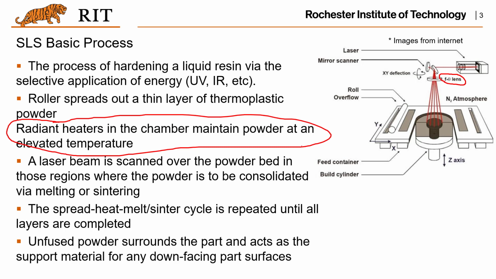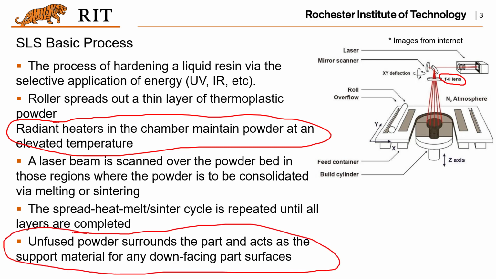Another function of this is that it reduces the temperature difference between the melting point and the powder bed, which will reduce the shrinkage during the process. Another point is here. During the process, the unfused powder surrounds the part and it acts as the support material. So usually it does not require support material in the SLS process.